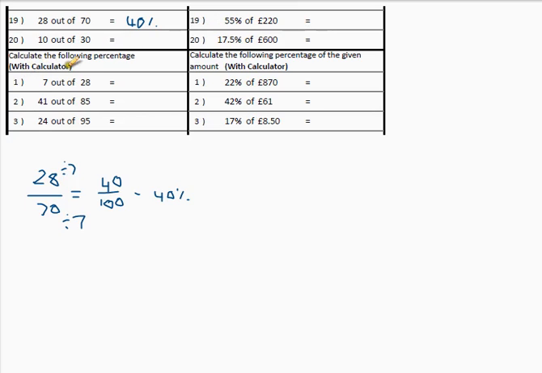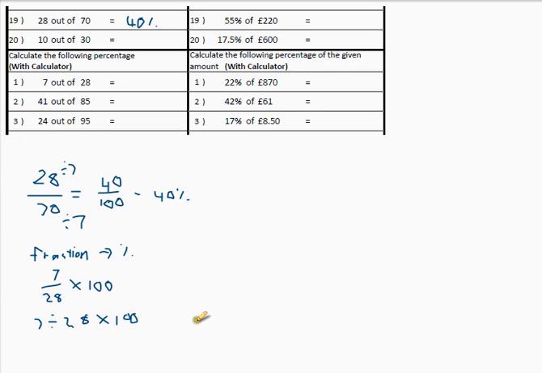How will you do it with a calculator, this one? You can do it 2 ways. If you have a scientific calculator, 7 out of 20, that is a fraction. You times it with 100. So you can use your fraction button and times 100 to change a fraction to a percentage.